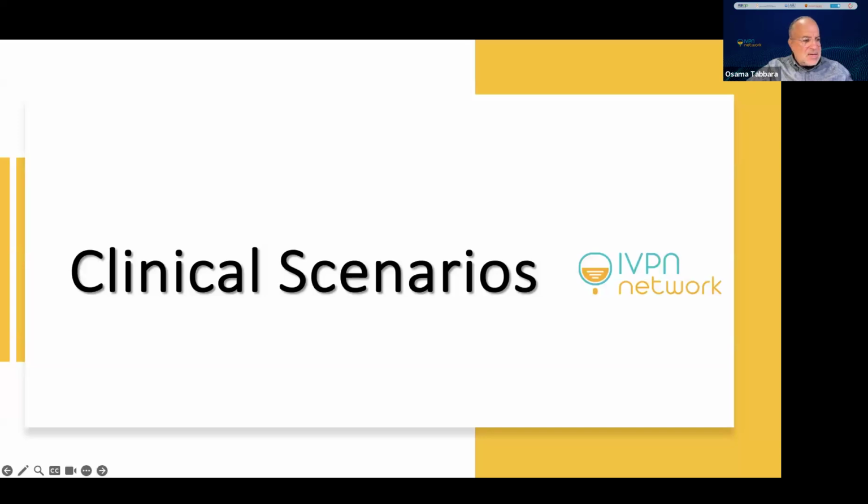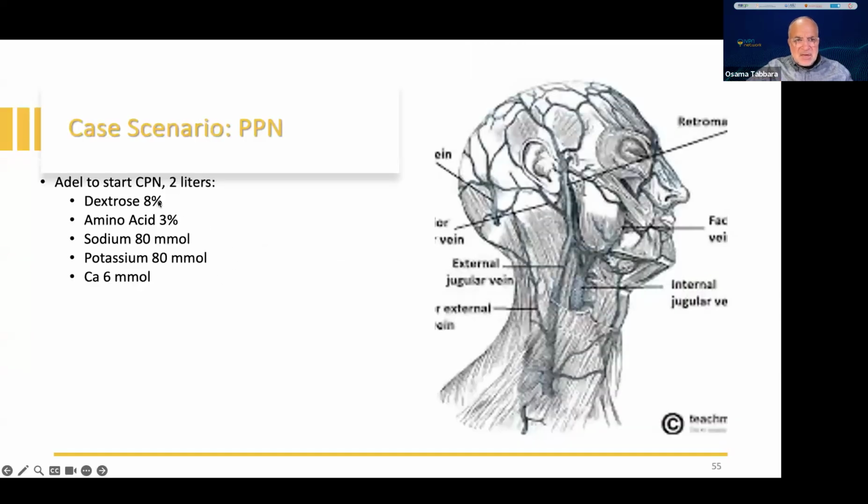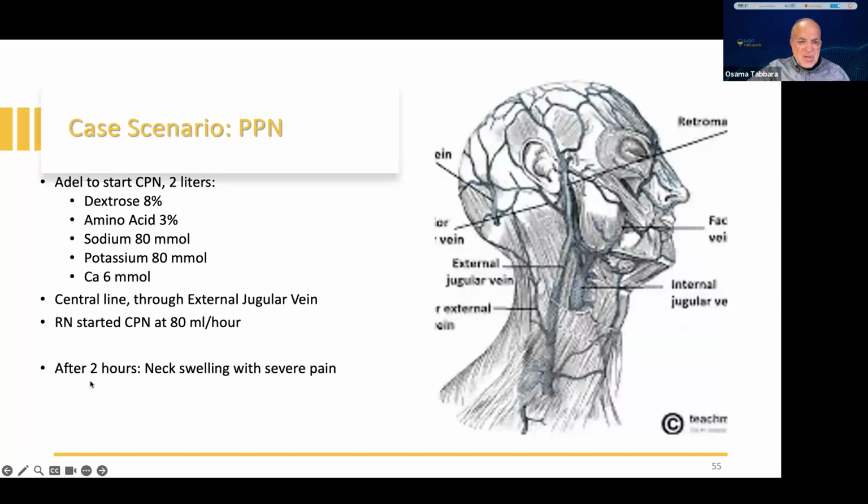This is a clinical scenario. I have 5 minutes left. This patient, Adil, was started on CPN 2 liters. The physician ordered dextrose 8%, amino acid 3%, sodium 80 millimole. As you can see, a high dose of potassium and calcium, relatively high doses of calcium than is recommended for central parenteral nutrition. The central line was ordered through the external jugular vein. The RN started CPN at 80 ml per hour.